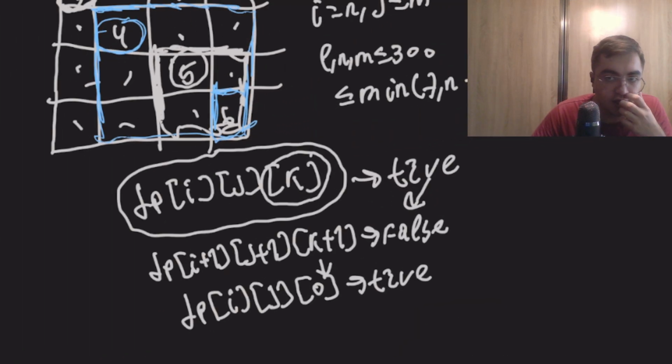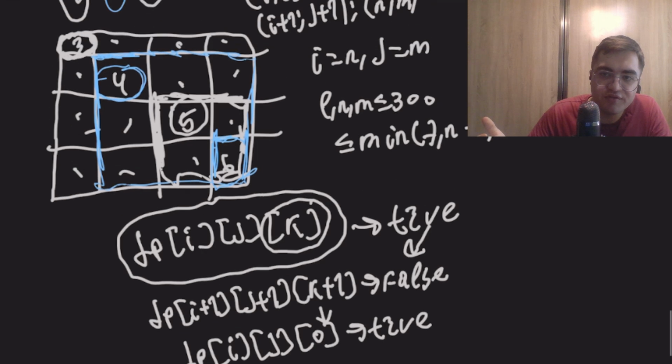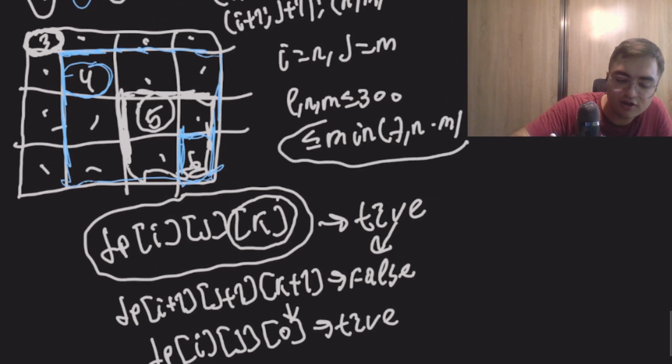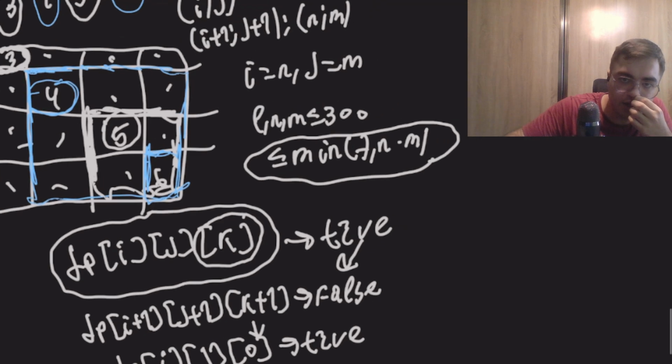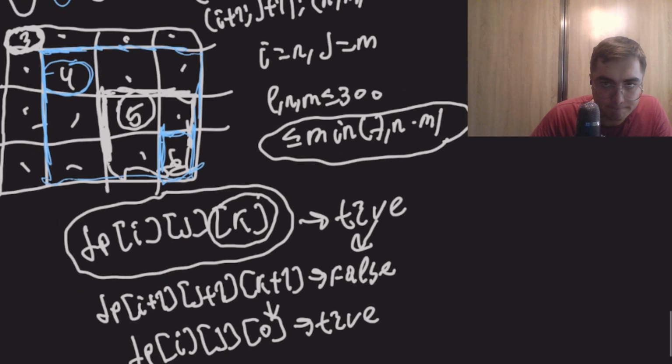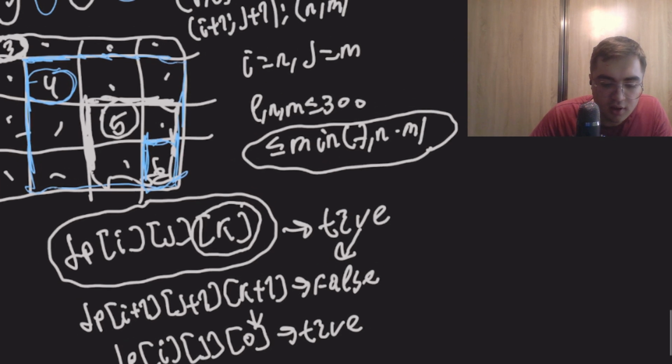Now let's move on to E2. Now, one hint we have given here is this. This is actually an important constraint that can help you to make an important observation in this problem. What is that observation?